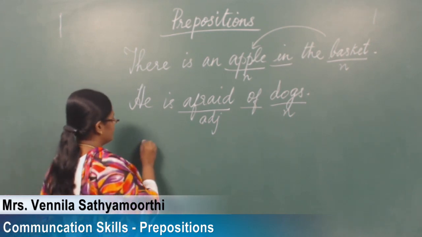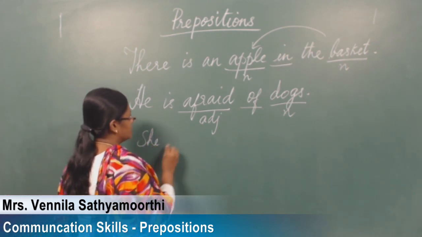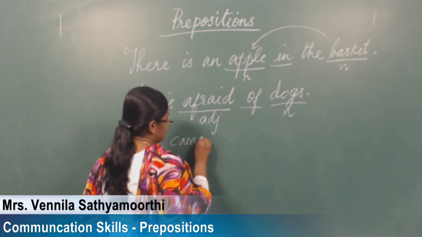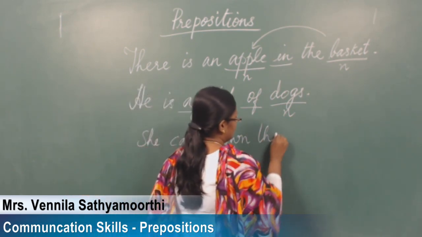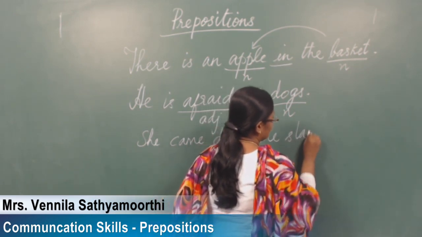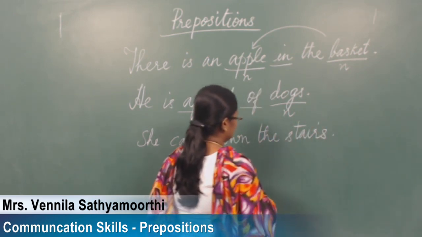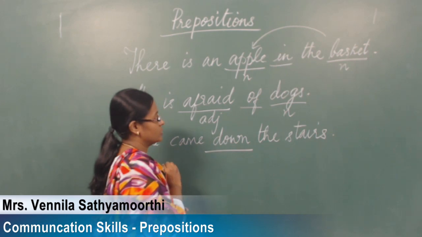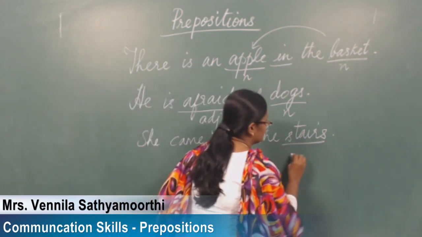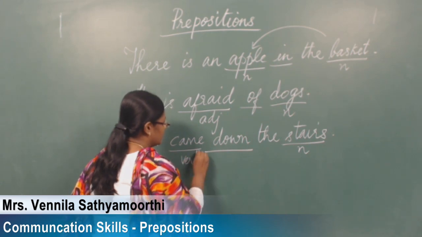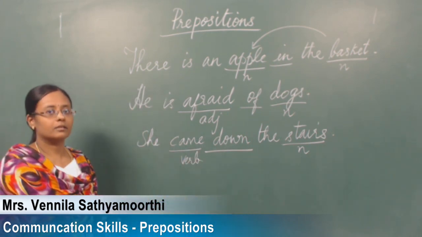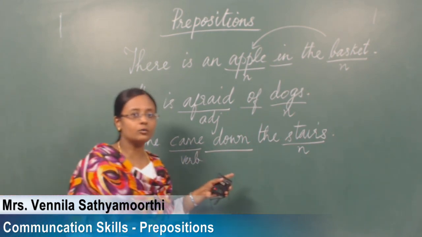Now let's go to another example where the preposition does something else. She came down the stairs. Down is a preposition showing the relation between a noun and a verb. I hope it's more clear now.